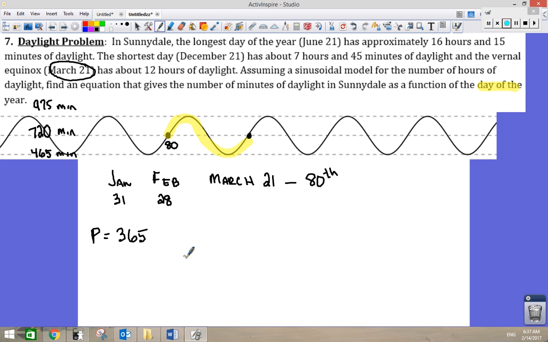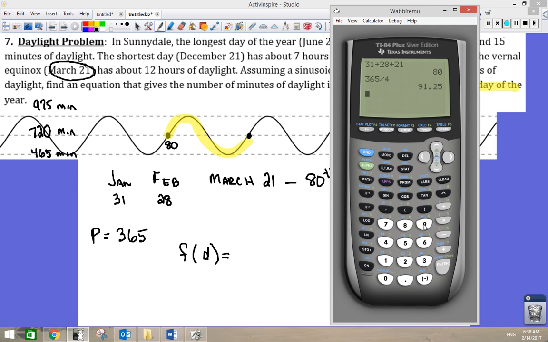Okay, so we've got this function that's going to tell us the number of minutes. The output is minutes, and our input is the day of the year. Our amplitude is 975 minus 720, which is 255.